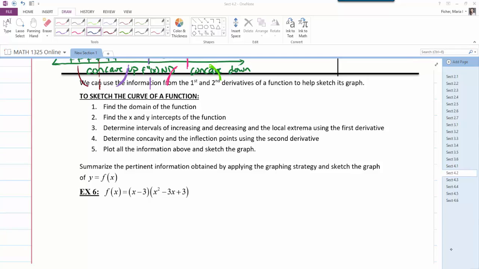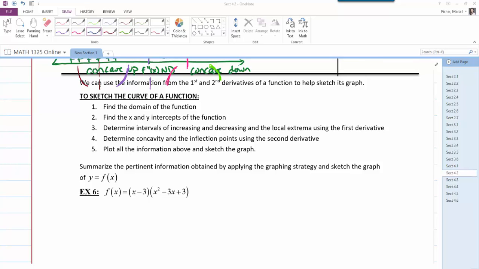We can use everything we learned about our first and second derivatives to help us sketch the graph of any function. So in order to sketch the graph of any function, what we're going to want to do first is figure out what's the domain of that current function. Then we want to find the x and y intercepts of that function, determine the intervals where we're increasing and decreasing, and the local extrema. All of that's done using the first derivative. And determine concavity and inflection points, all of that using that second derivative. And then plot all the information on a graph and sketch it.